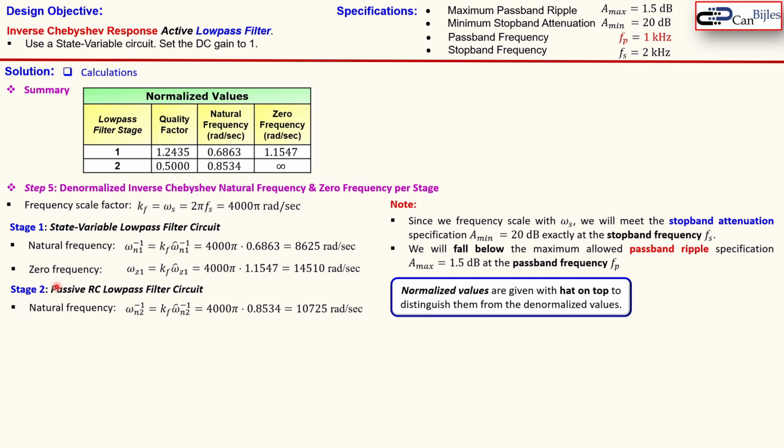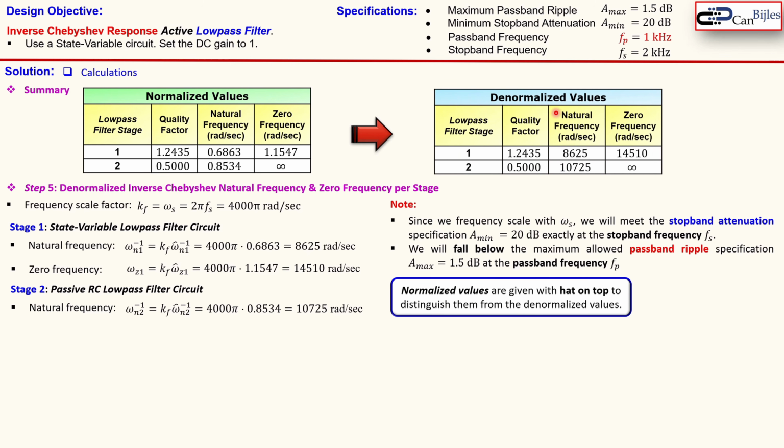Now for the second stage, since this is the passive low pass filter, RC, we can go directly with the natural frequency. There is no zero frequency there, which is at infinite, by the way. Again, we will take this value, 1.1547, multiply it by kf, and you get this radians per second for the natural frequency. Now we have done our denormalization, so we can summarize that. So the normalized values will be now shifted to the denormalized values.